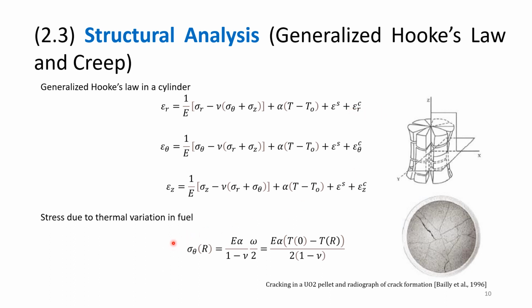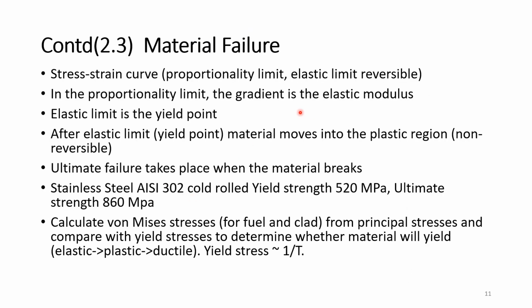The thermal stresses, in a very simplistic calculation from Timoshenko, for example, you could see that it's a function of Young's modulus, thermal expansion, temperature gradient, and Poisson ratio. So this would be a first step to estimate the stresses. And from the stresses, what do we determine whether material failure is about to take place? We look at the stress strain curves, the proportionality limit, elastic limit, whether it's reversible, or whether we've yielded and moved on to the plastic limit.